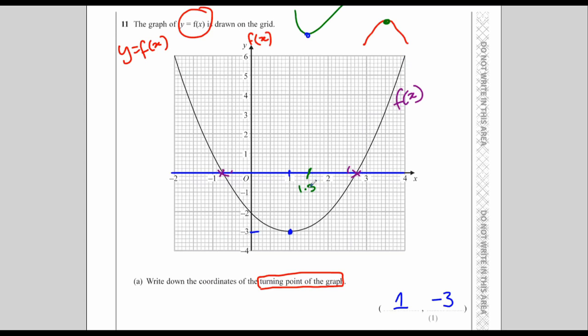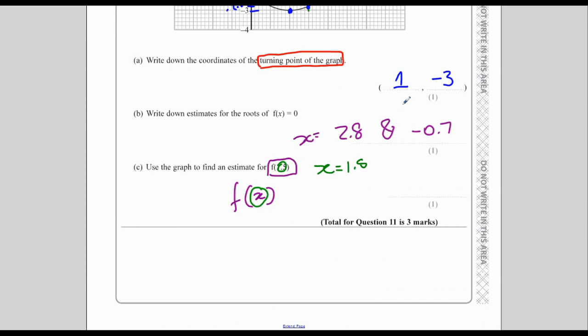Okay, so where is it? It's here. We want an estimate for it. So it's going to be across here, about there. Now they've tricked you on the scale, because here 2 big squares is 1, now 1 big square is 1. So each little square is 0.2, so it's minus 2.8. Here's your answer.